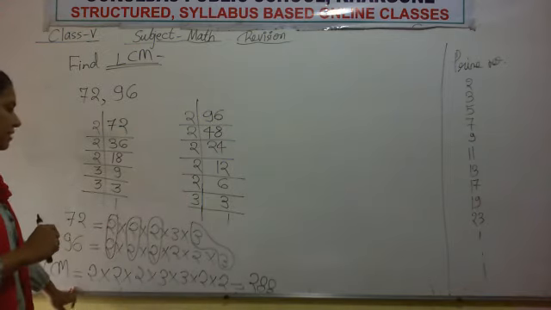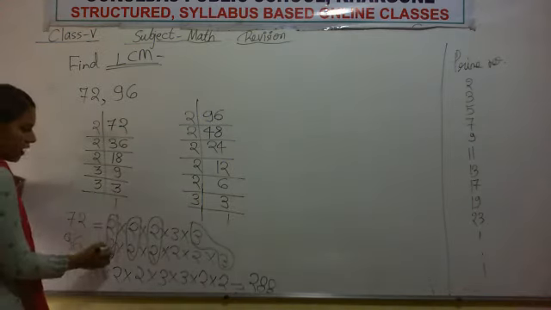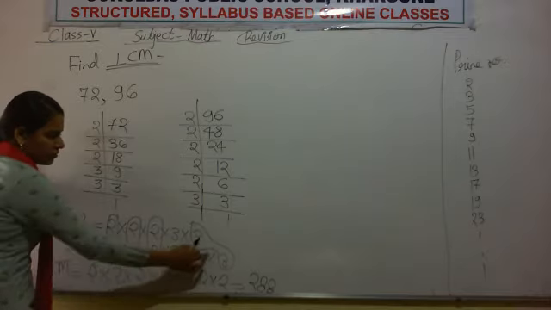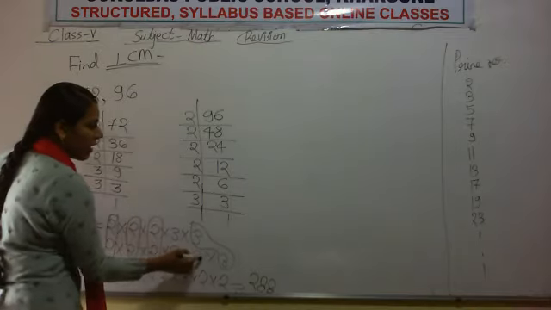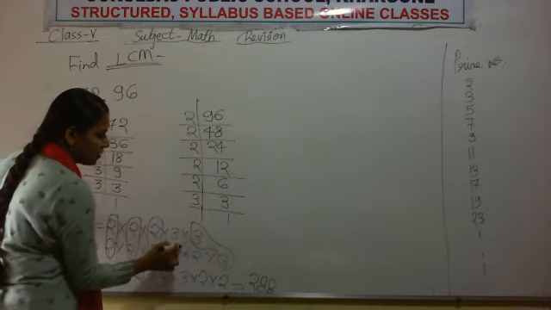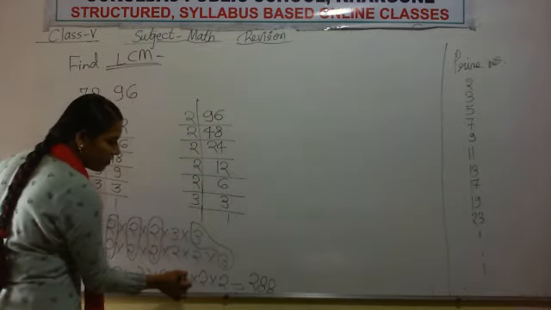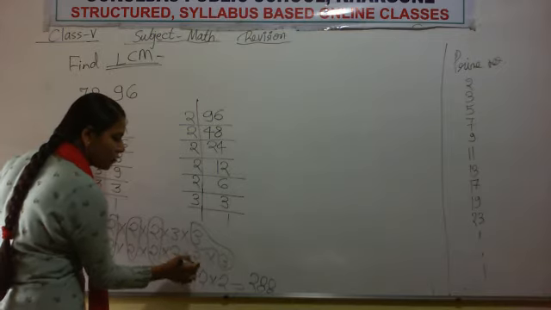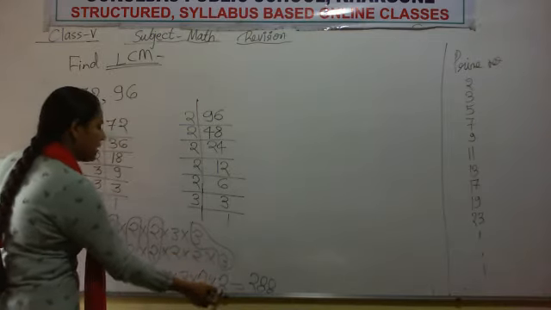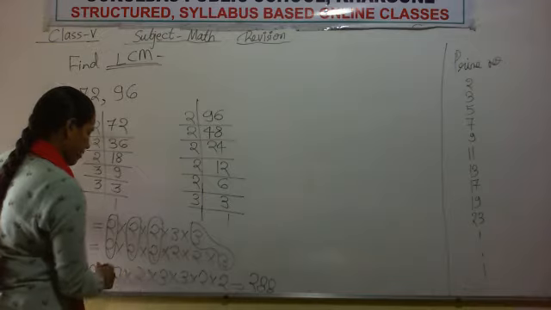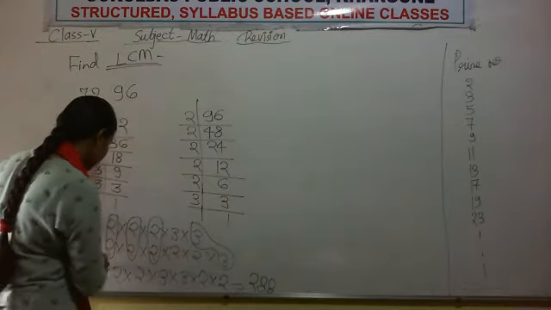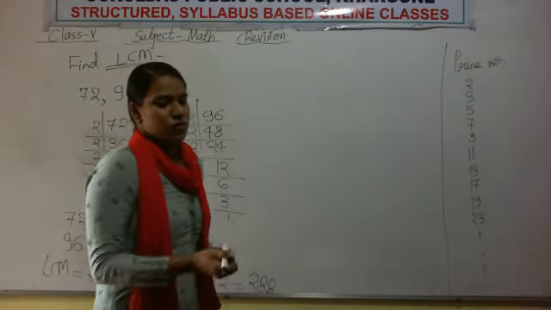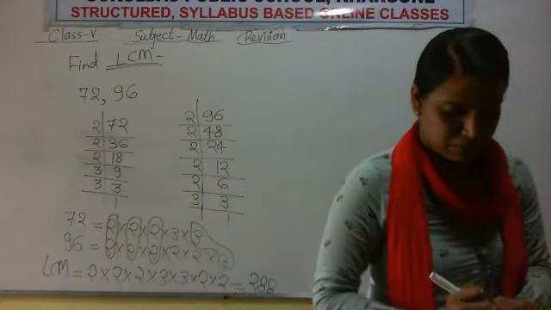Now to find the LCM, we write the group one time. And then we multiplied with the remaining factors. So 3 was remaining, we multiply 3. 2 was remaining, we multiply 2. Then this 2 was also remaining, we multiplied by 2. Then we multiply all these factors to get our LCM. Okay. So this is how we find LCM.